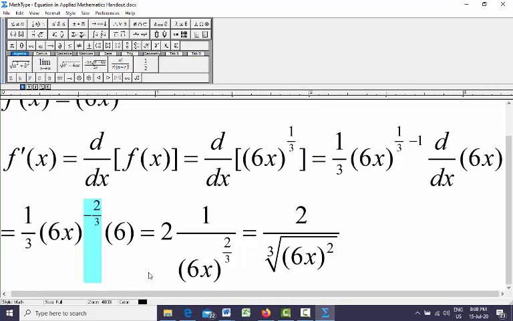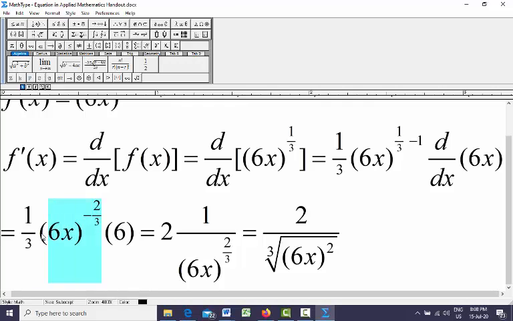So now as you can see, one more thing. Students commonly make this mistake. This 6 cannot be multiplied with this 6. And again, this 6 cannot be multiplied with this 1/3. Right? Because why? Because this 6x is locked by this power.